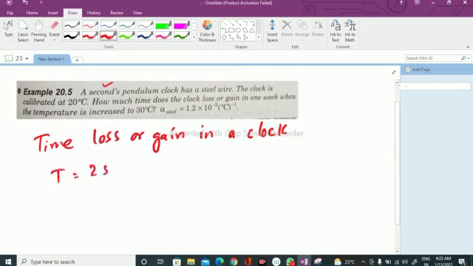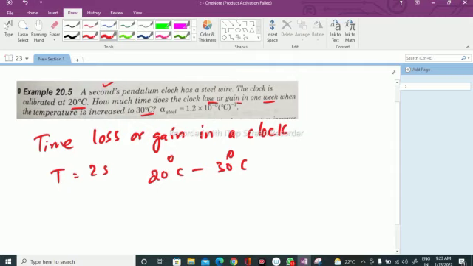It has a steel wire. The clock is calibrated at 20 degrees Celsius. How much time does the clock lose or gain in 1 week? The temperature has increased to 30 degrees centigrade. That means the temperature got increased from 20 degrees Celsius to 30 degrees Celsius.